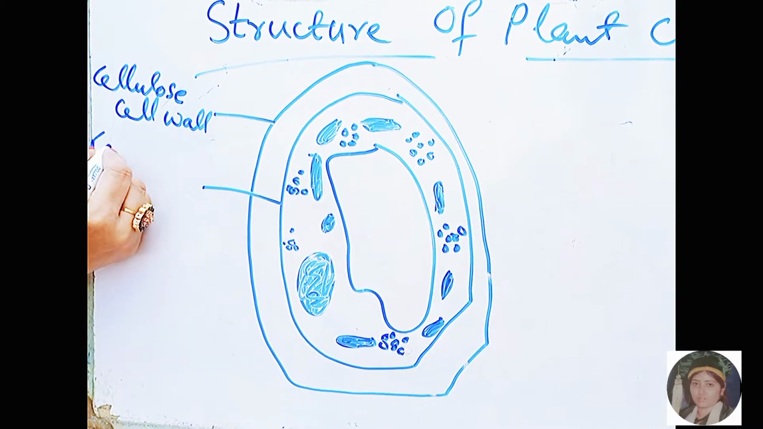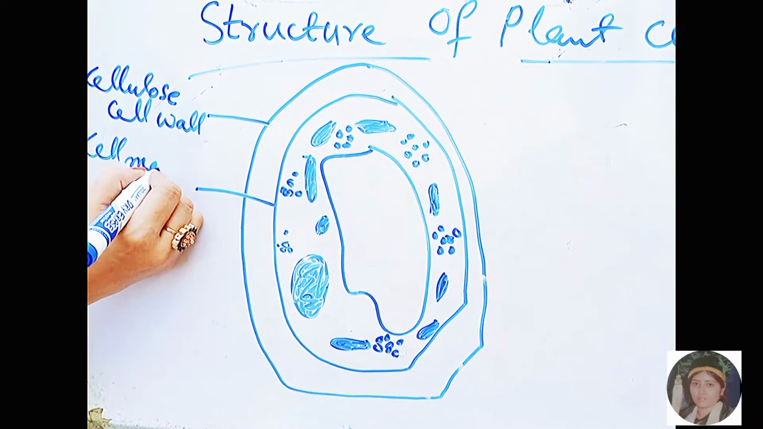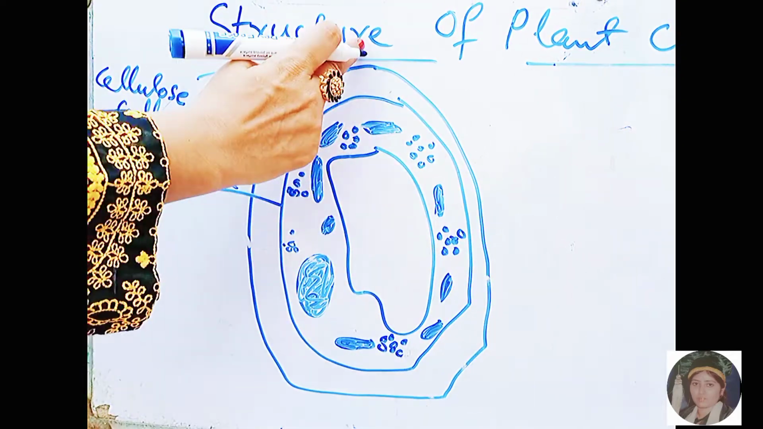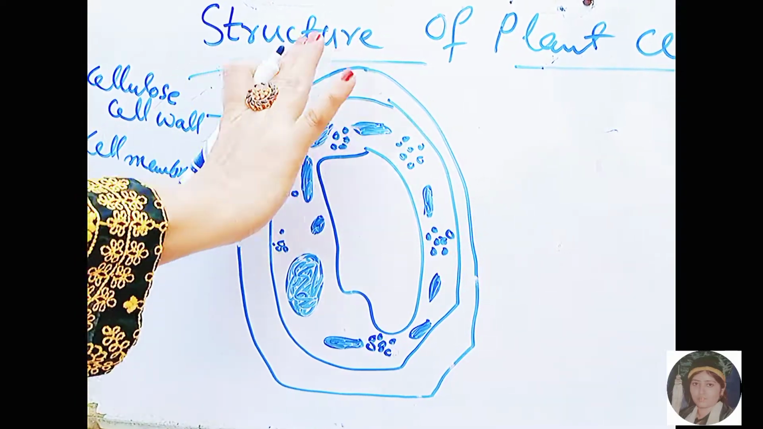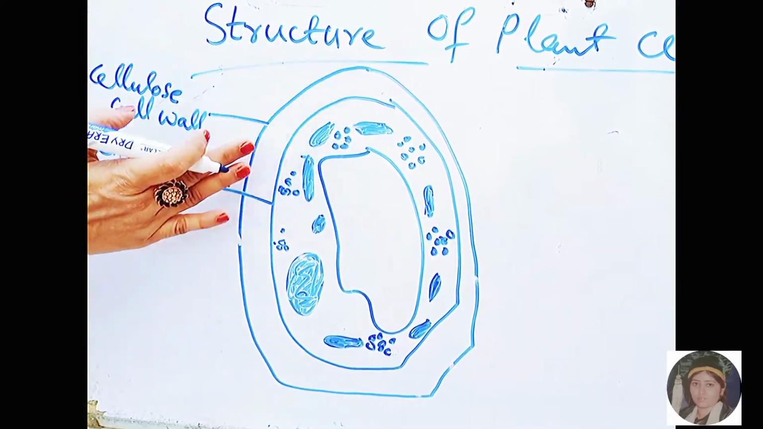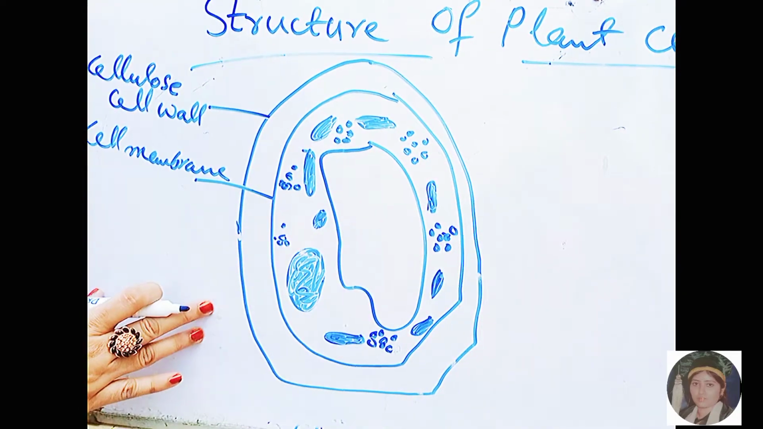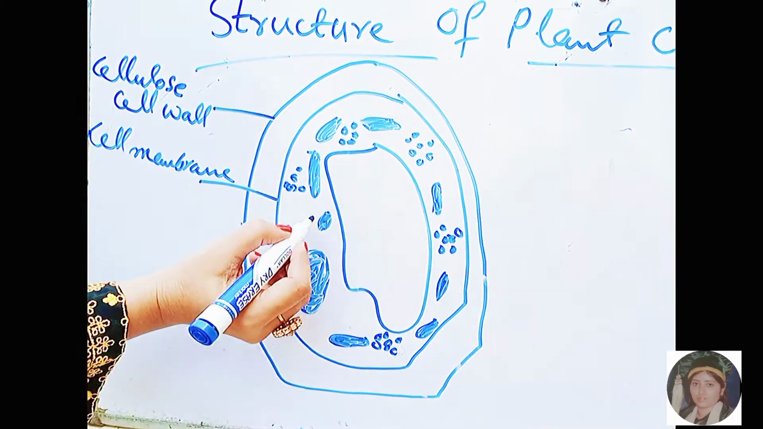It prevents the cell contents from escaping, but it does allow substances like water and other small molecules to cross in and out of the cell. Cell membrane controls what goes into and out of the cell.